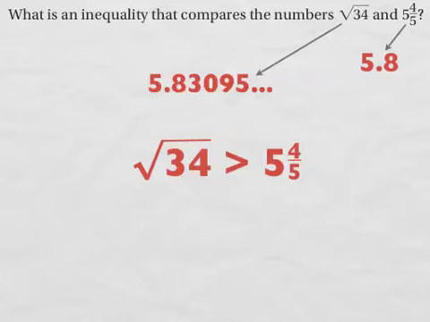Notice that when I wrote my inequality, I went back to the original form. So instead of using 5.83095 dot, dot, dot, I went ahead and I put it back as the square root of 34. That's important. When they're asking you to compare two numbers or multiple numbers, you need to always go back to the original form that they gave you in the problem.